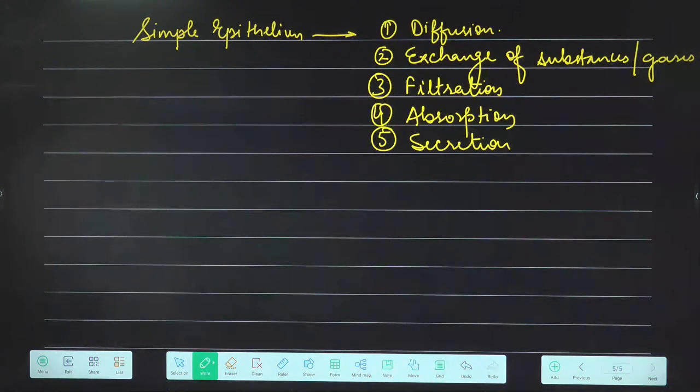If you see any of these terms and you have to match them with the epithelium, that is a single layered epithelium, or simple epithelium.